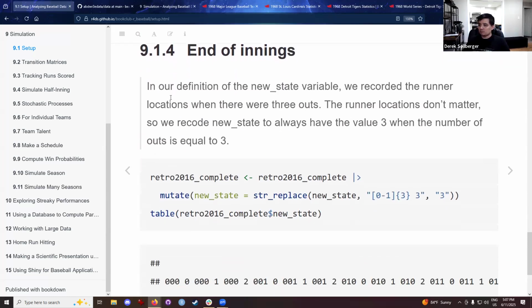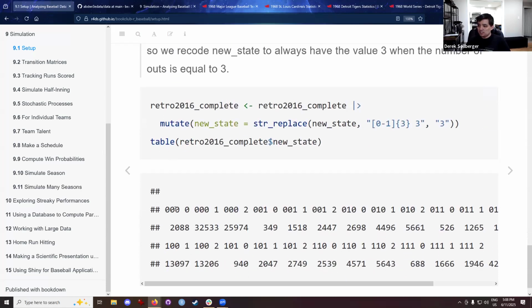In the upcoming Markov chains of it all, we need to talk about what constitutes the end of an inning, reading this off. In our definition of new state, we recorded the runner locations where there were 3 outs. At that point, when there were 3 outs, the runner locations don't matter. So we code the new state to always have the value 3 when the number of outs is equal to 3. You can see the states here below the code.